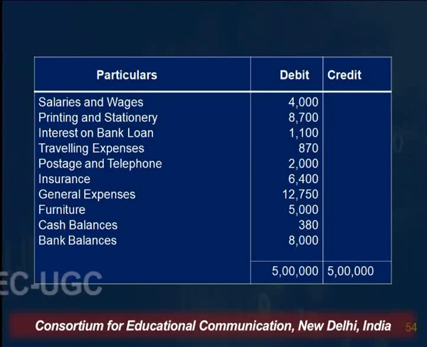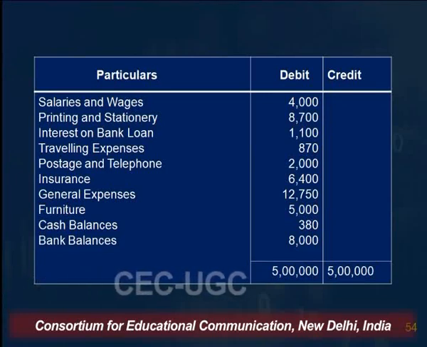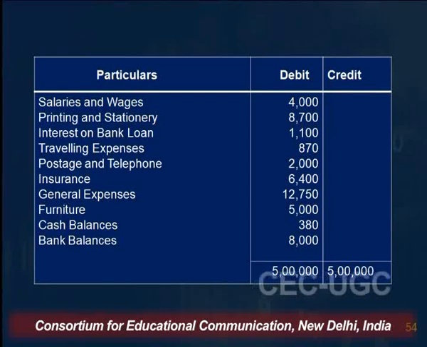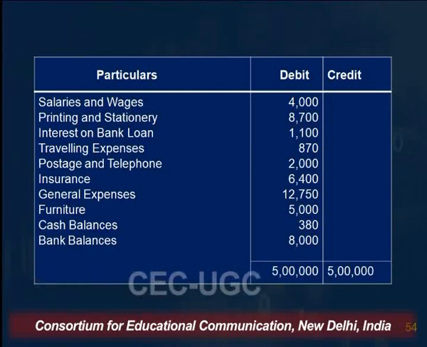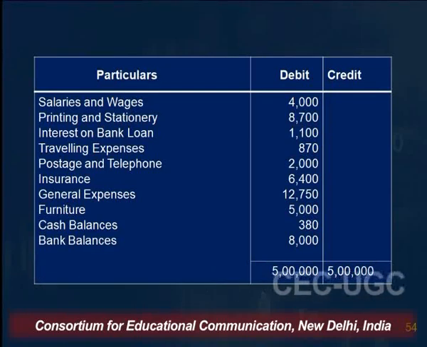The next item which is given here is furniture. All types of assets come under real account. So all items which are related with the real account are shown in the balance sheet on the asset side. The next items are cash balances and bank balances. These are also assets, so they will be shown on the asset side of the balance sheet. After the segregation of the trial balance, we know where the items will be placed: whether in the trading account, profit and loss account, or in the balance sheet.